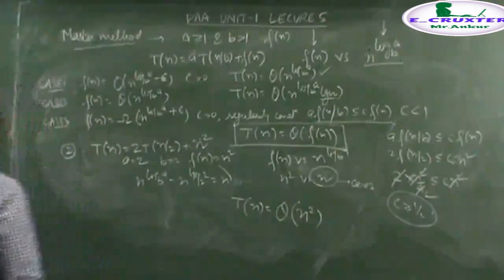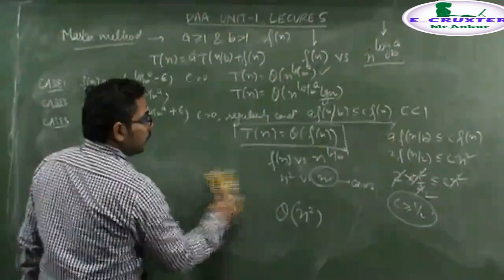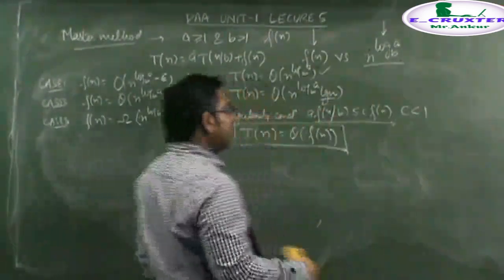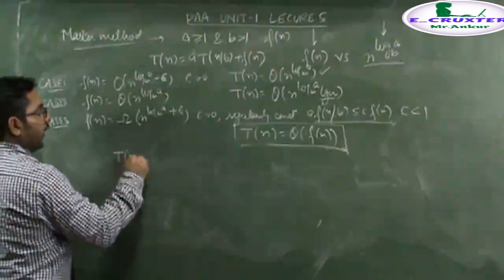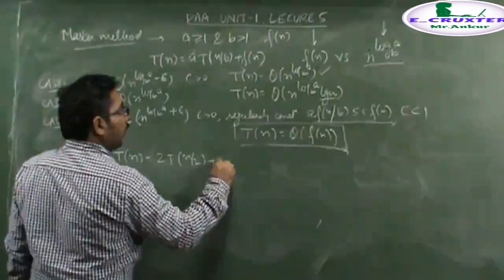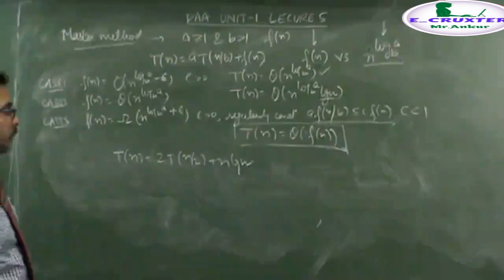Okay. Taking the last example of master method, let's say T of n is equal to 2T of n upon 2 plus n log n. Can master method be applied on this question or not?